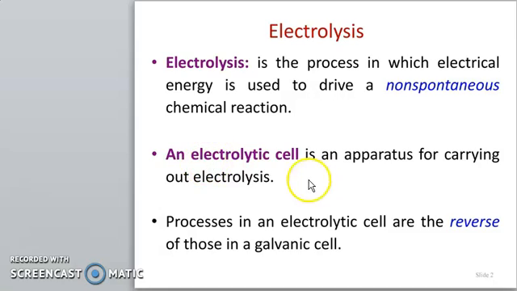So what is an electrolytic cell? An electrolytic cell is an apparatus for carrying out electrolysis. With this electrolytic cell, the electrolysis is carried out. The processes in an electrolytic cell are the reverse of those in a galvanic cell. Okay, you know the types of cells, that is galvanic cell and electrolytic cell. You have studied the galvanic cell and electrolytic cell in 11th and 12th.